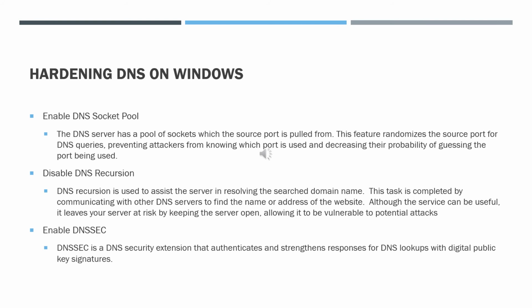The next is to enable DNS recursion. And so DNS recursion is used to assist the server in resolving the search name or domain names. And this task is completed by communicating with other DNS servers to find the name or address of the website. Although the service can be useful, it leaves your server at risk by keeping the server open, which allows it to be vulnerable to potential attacks.